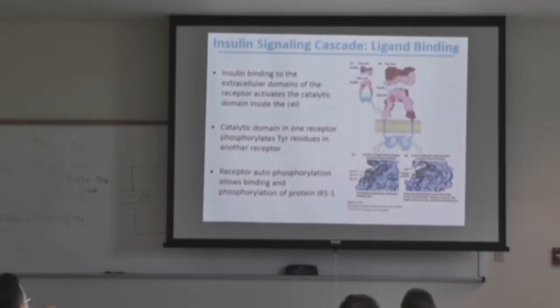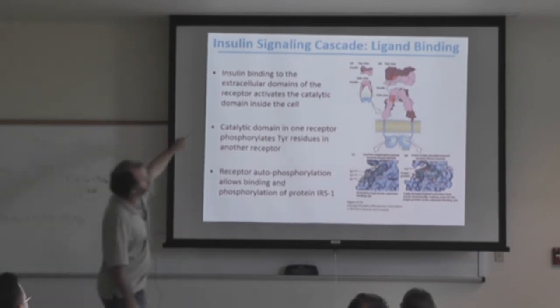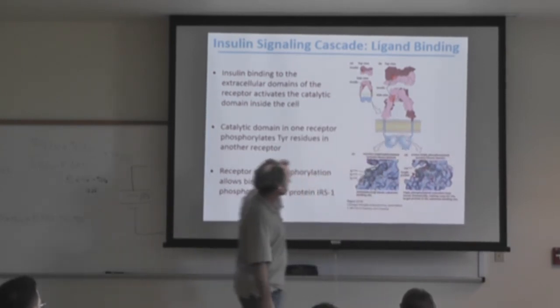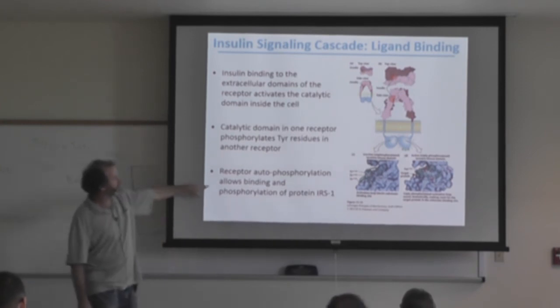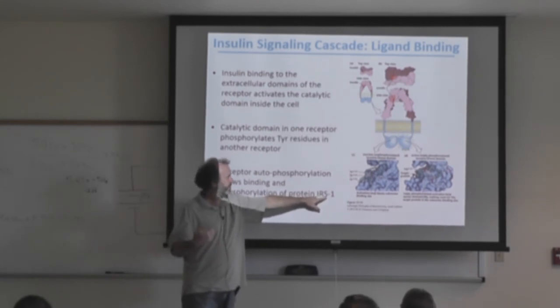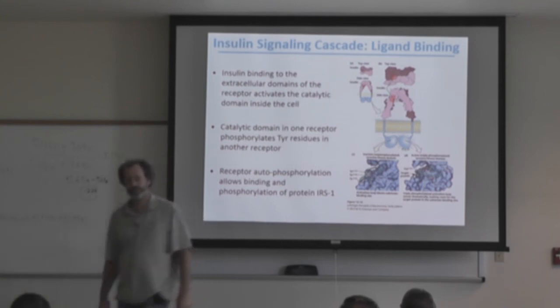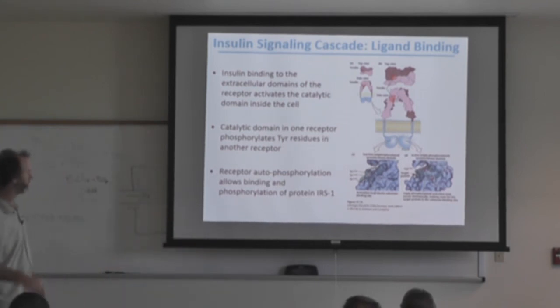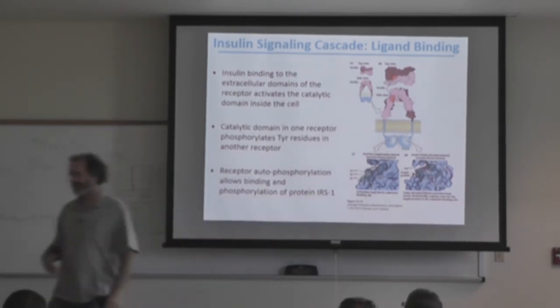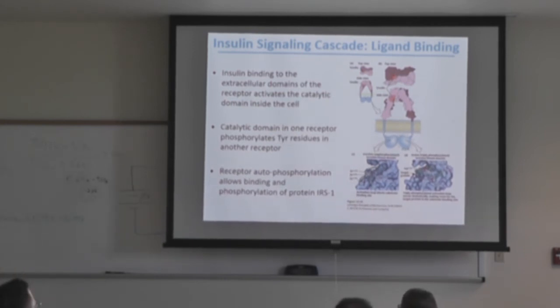So insulin binding to the extracellular domain of the receptor activates the catalytic domain inside the cell. Once you get insulin binding, it activates these sites to autophosphorylate each other. And receptor autophosphorylation allows the binding of and phosphorylation of insulin receptor substrate, IRS1. I forget exactly what it stands for. I used to know that because I studied it. IRS1 then will be phosphorylated, and that activates a number of other things downstream that will ultimately result in those sugar transport molecules at the membranes.